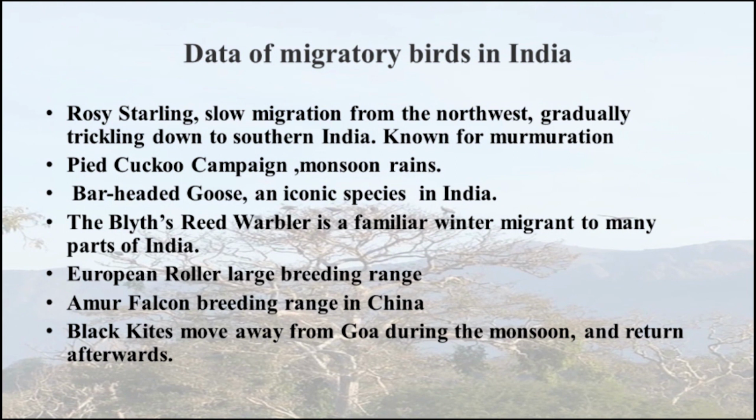Amur falcons famously fly through India on passage from their breeding range in China on their way to their winter grounds in southern Africa. Black kites move away from Goa and several other parts of the west coast during the monsoon and return afterwards.